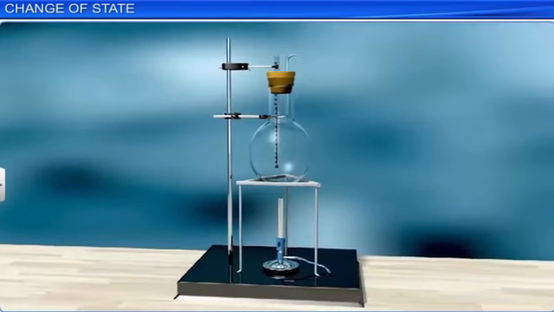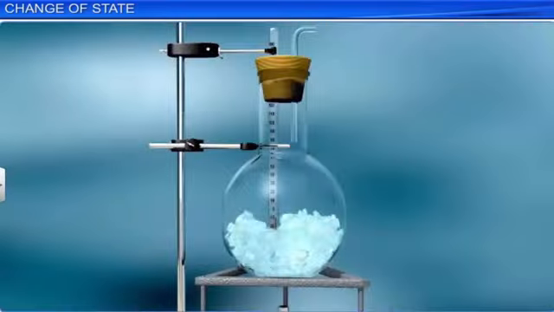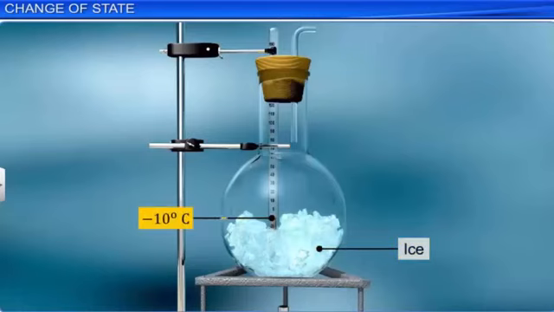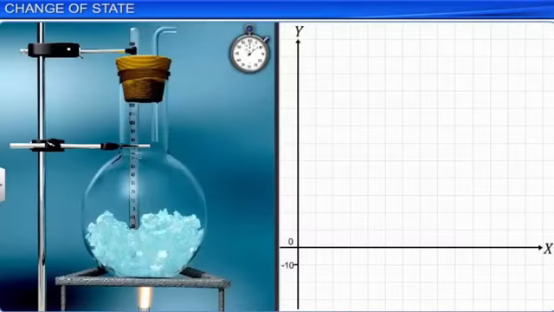Consider a round-bottom flask with a thermometer and steam outlet fixed through the cork. Place some ice cubes at minus 10 degrees centigrade in the flask and start heating. Now, let us observe the change in the temperature of the contents and plot a graph between temperature along the y-axis and time along the x-axis, as it is an independent quantity.